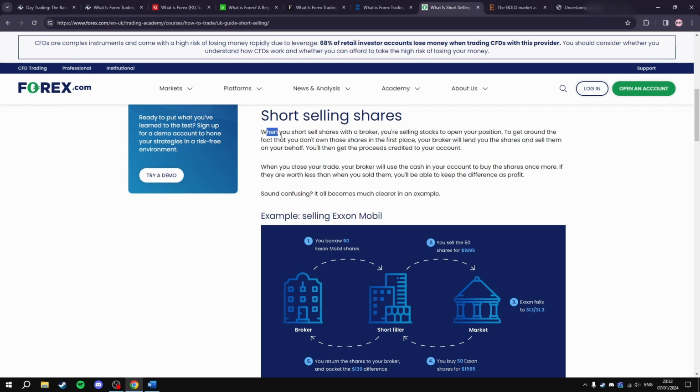Short selling shares. When you short sell shares with a broker, you're selling stocks to open your position. To get around the fact that you don't own these shares in the first place, your broker will lend you the shares and sell them on your behalf. You'll then get the proceeds credited to your account. When you close your trade, your broker will use the cash in your account to buy the shares once more. If they are worth less than when you sold them, you will be able to keep the difference as a profit. Right, I see. Sounds confusing but becomes much clearer in an example.